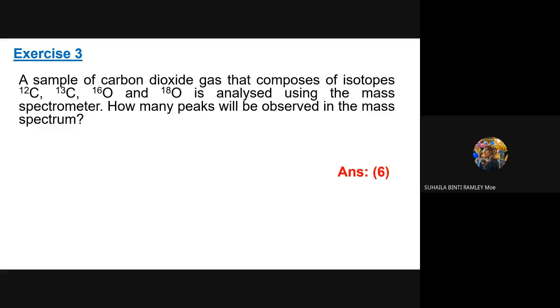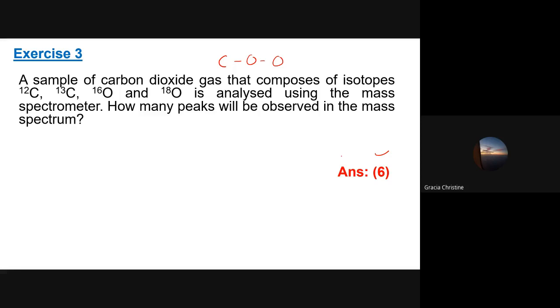Okay, we have 2 isotopes for carbon, carbon 12 and carbon 13, and 2 isotopes for oxygen, oxygen 16 and 18. They ask for the peaks in the mass spectrum. How many peaks in the mass spectrum if we combine to form carbon dioxide? Carbon dioxide means 1 carbon, 2 oxygen. So how many peaks? The answer, 6, is already given. How do we get this 6 peaks?